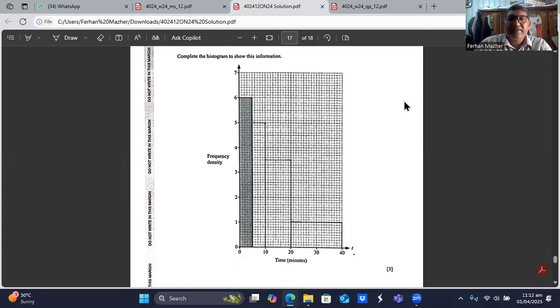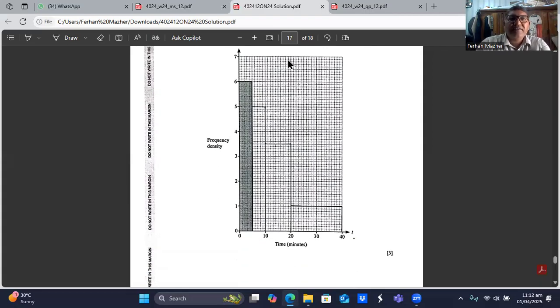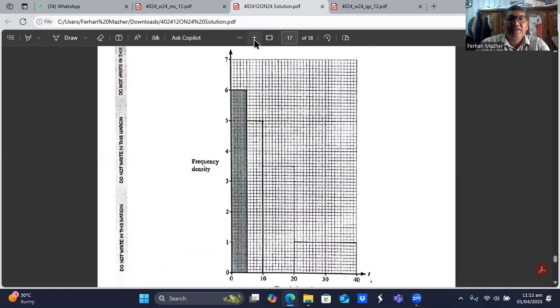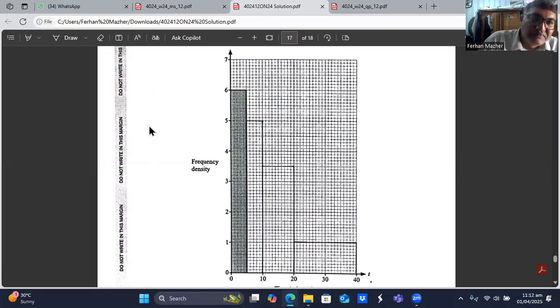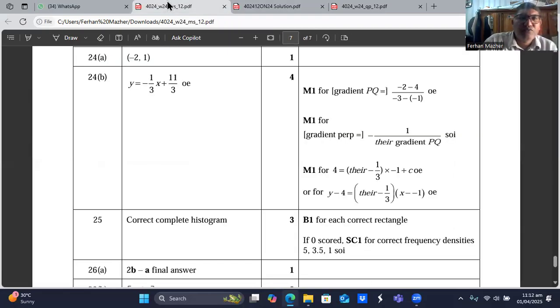I hope you understand. And let me increase the size so you can see it more clearly. Okay. So I hope you understand how we have drawn this histogram. On the y-axis, we have the frequency density. On the x-axis, we have classes. I hope you understand.